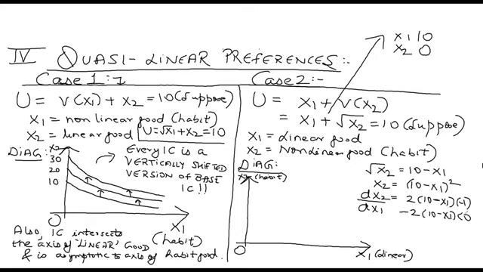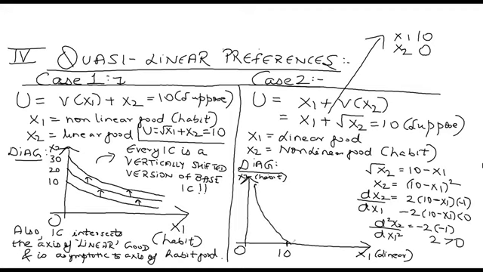And by the same logic, you can please check at home that it's going to be convex to the origin. If you find d square x2 by dx1 square, it will be minus 2 into 10 minus x1, derivative is minus 1 with respect to x1. That is 2, which is positive. So when x1 is 10, x2 is 0. That means this is the point, and it's like this.